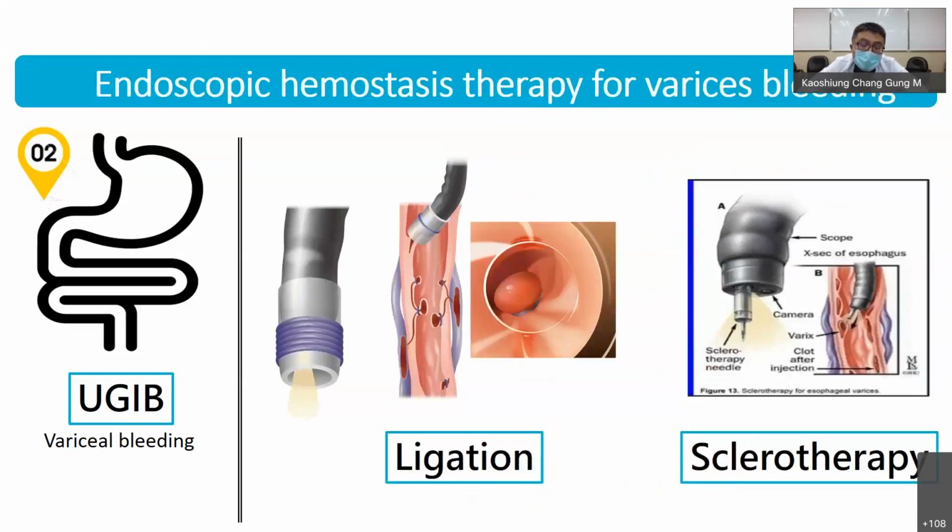Unlike peptic ulcer disease, the endoscopic therapy for variceal bleeding is, as the picture shows, that we can stop the bleeding by ligation. It's almost more useful for esophageal varices. We can also inject sclerosing agents, like hydroxyacryl, for patients' varices. The sclerosing therapy is more useful in gastric varices.